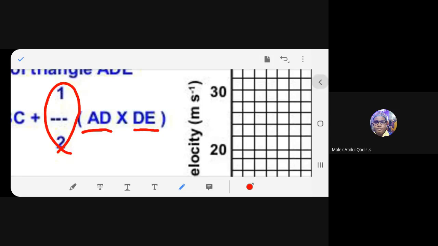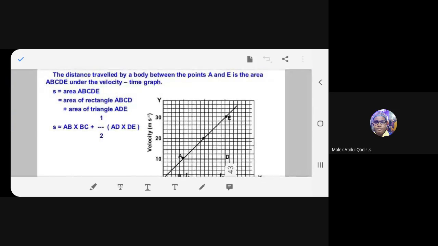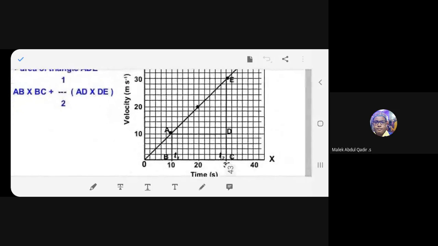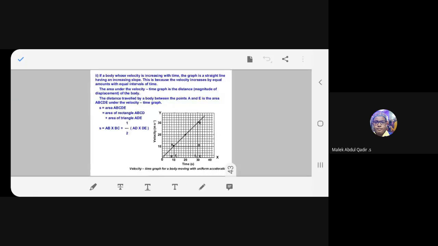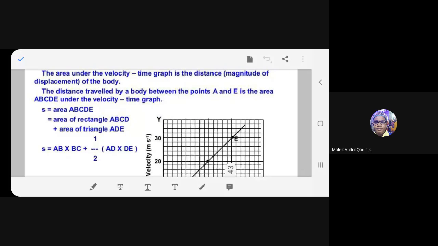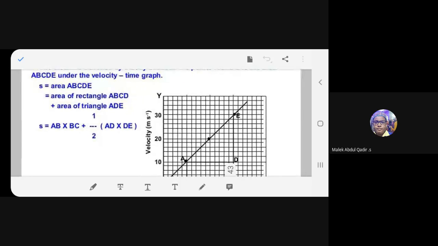And this complete area will be the displacement of the body, or the distance traveled by the body. That's the complete area. Any problem, beta?